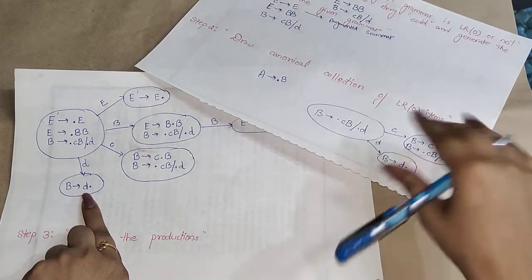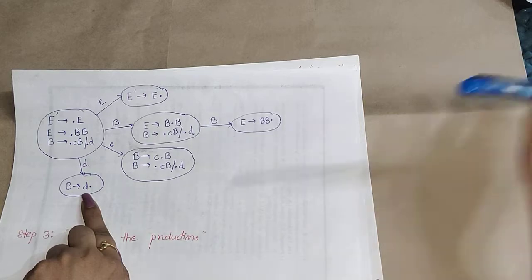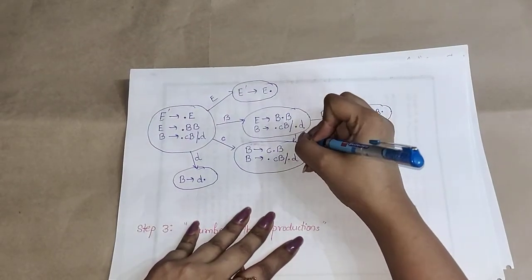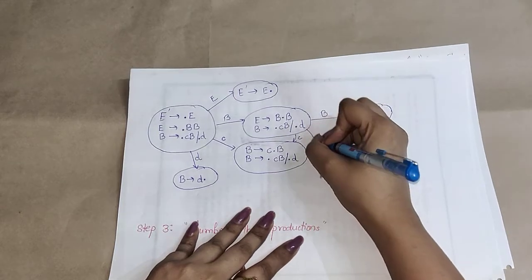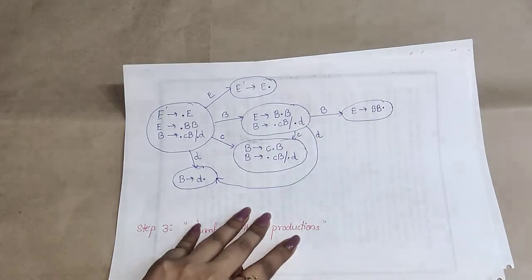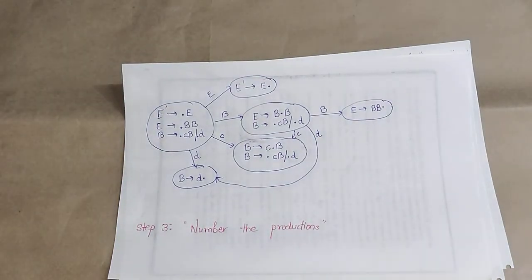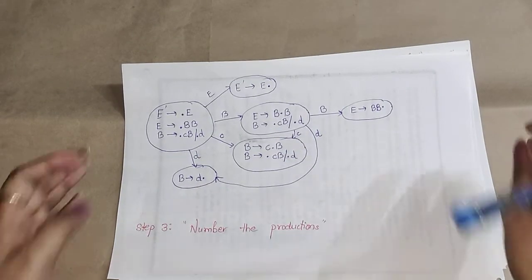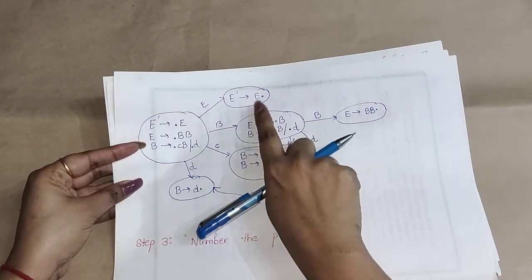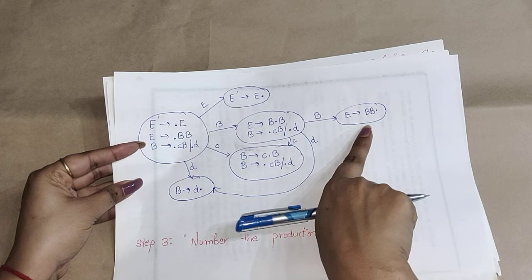So what will we do? We do not need to make any extra state. We will simply do what? On C this is going to this state and on D this is going to this state. No need to add a new state. Clear? Because this state was already present. Now let's move ahead. This done, this done. No need to make LR0 items. This is already an LR0 item.